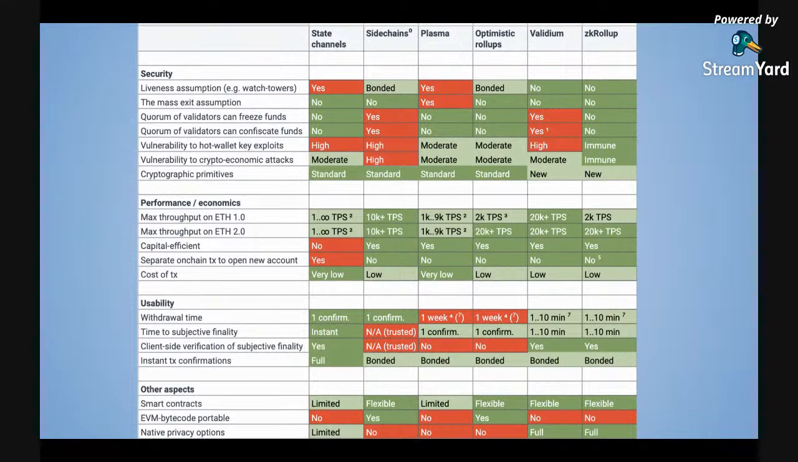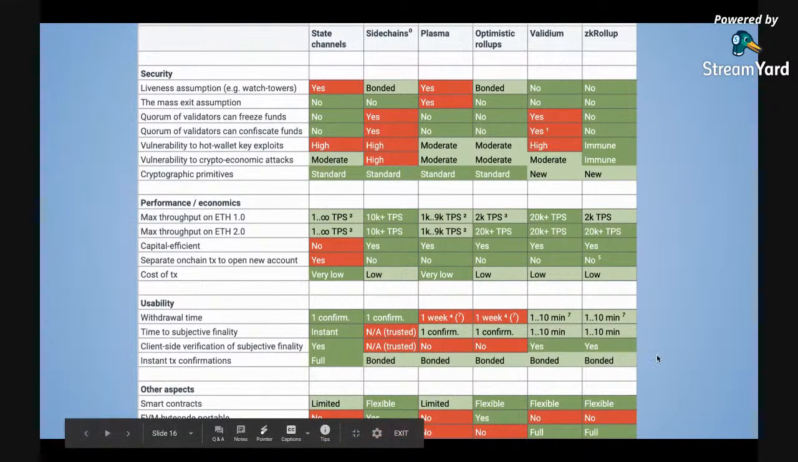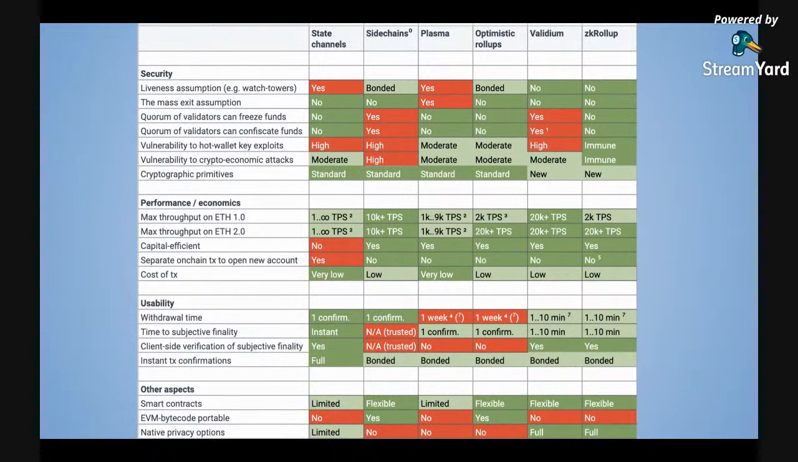And then instant transaction confirmations, full and bonded. I'm also kind of spacing on this. Instant again on state channels is: as you receive that signature, you know it's final, because at any point you could submit that to the arbiter and be guaranteed to receive whatever. My guess is bonded means it depends on the main chain that it's connected to, or on something else. I don't know, to be honest.